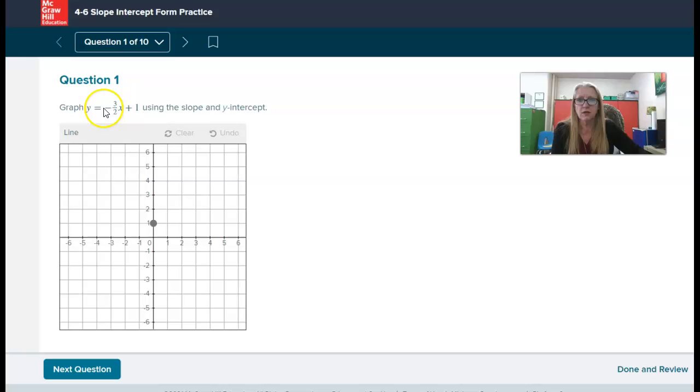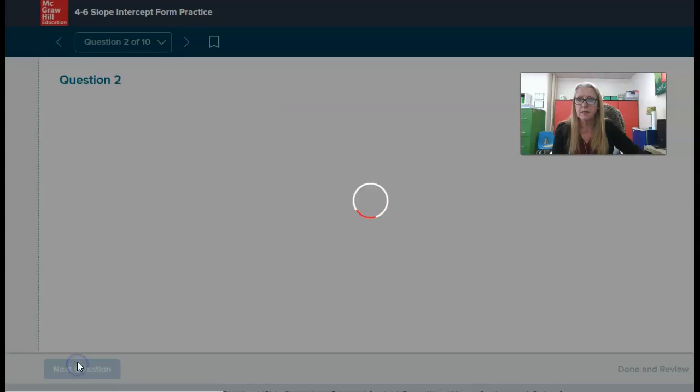Now, you want to use the slope, -3/2, to find another point. If I put the negative with the top number, that would mean -3/2, which is down 3, right 2. So from this point, not from the origin, from the y-intercept, I go down 3 and right 2, and I put another point, and it graphs the line. Now, if you mess up, you have a clear and an undo button that you can use to get rid of what you've done.